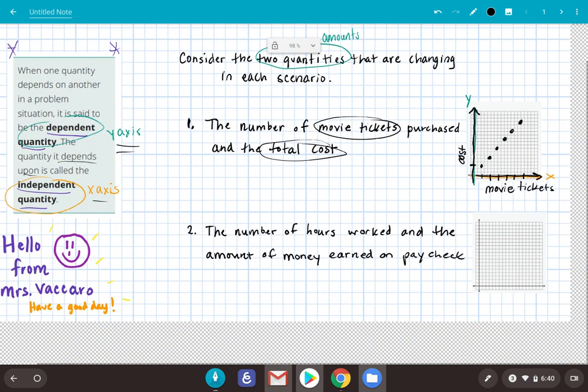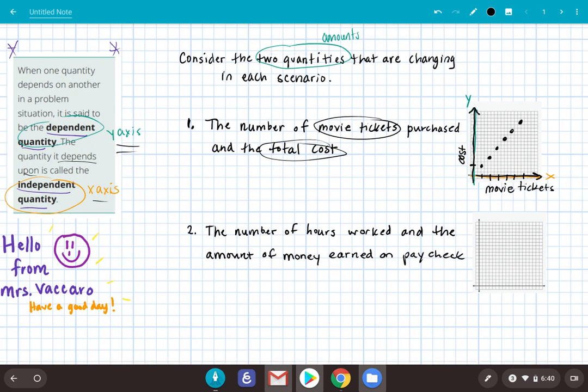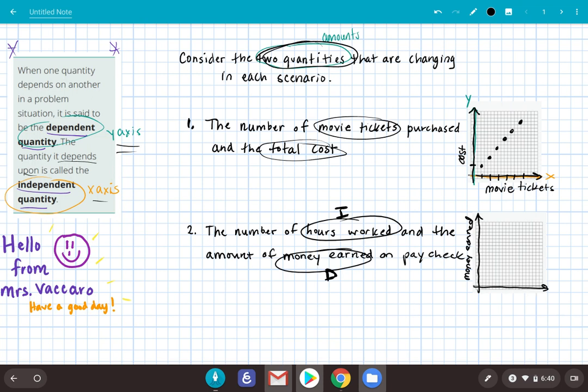All right, so let's look at the next scenario. We have the number of hours worked and the amount of money earned. So our two quantities are going to be hours worked and money earned, and we need to determine which one depends on the other. In this case, the money earned is going to depend on the number of hours worked. So your hours worked would be your independent quantity and your money earned would be your dependent quantity.